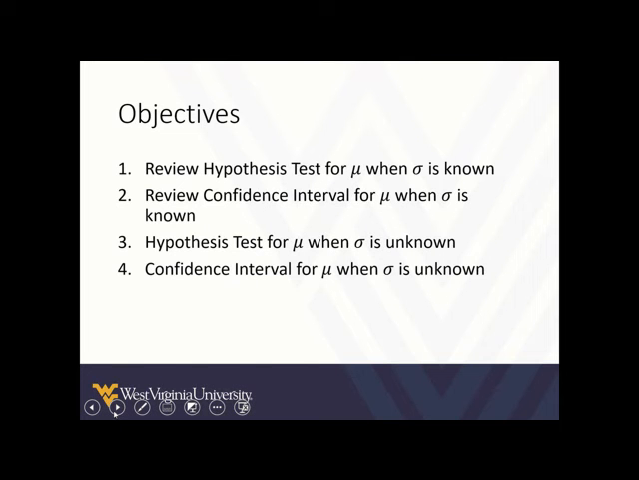So the objectives for this class lecture are reviewing how to do the hypothesis test and confidence interval for mu when sigma, that is the population standard deviation, is known. And then we will also examine the case for both hypothesis test and confidence interval when sigma is unknown. Next week, we'll be doing confidence intervals and hypothesis tests for population proportions, variance, and then we will take a look at some of the assumptions necessary for these tests.